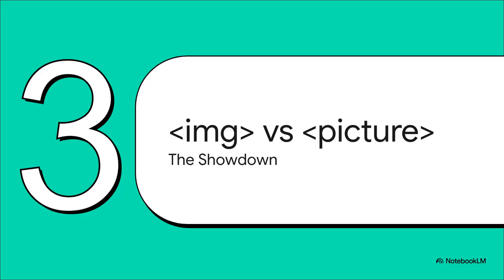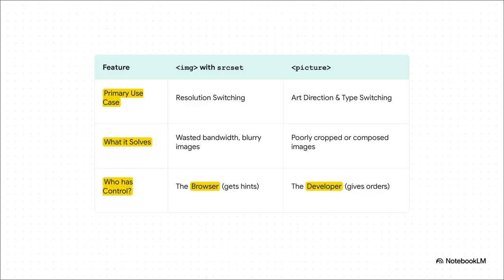All right. So we've met the players, we have img for resolution switching and picture for art direction. Now let's put them head-to-head to make the choice crystal clear. This table really just breaks it all down, doesn't it? It's that aha moment. If your problem is wasted bandwidth or blurry images because you're serving the same image at different sizes, you want img with srcset, and you let the browser take control.